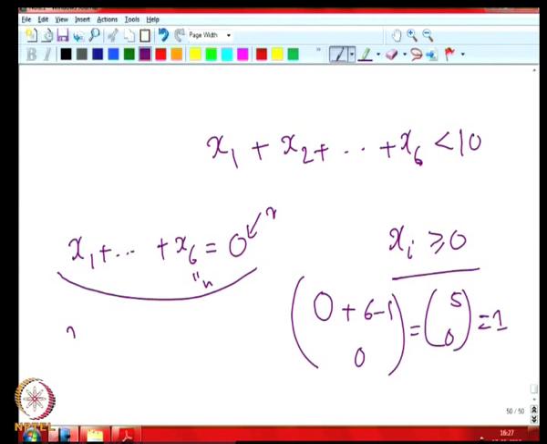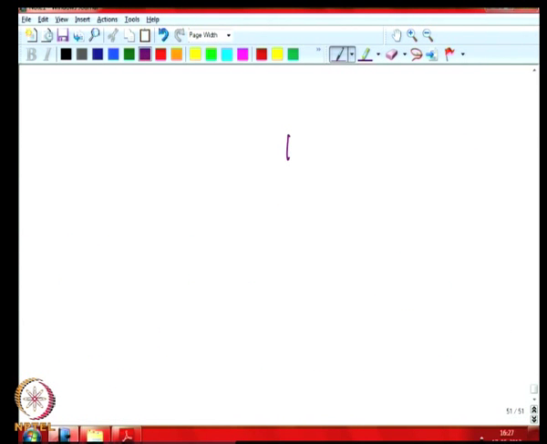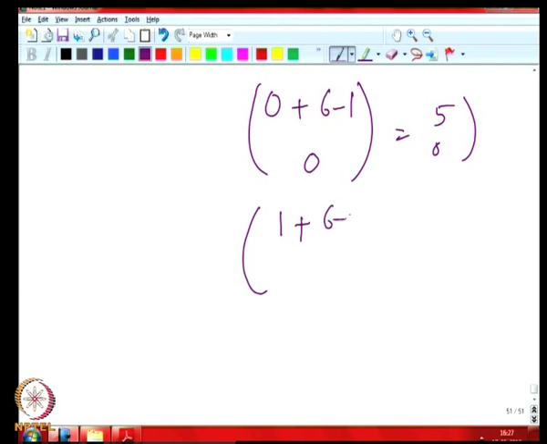The other thing is you can have x1 plus up to x6 equal to 1. Here, how many solutions can we get? Instead of r equal to 0 we will put 1 here. Initially we got 6 minus 1 choose 0, that means 5 choose 0. Now r is equal to 1 here, so the type of thing is again 6 minus 1 plus 1, that is 6 choose 1.